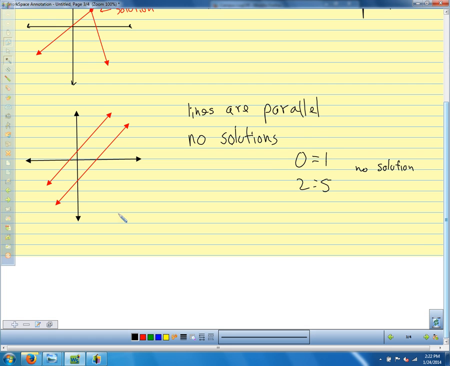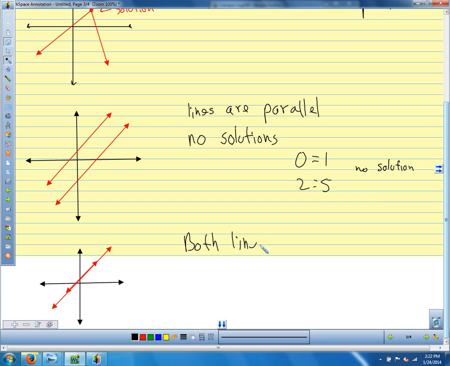And our third possibility, what would be our third possibility? They're the exact same line. So I'm going to draw that one like this and like this with the arrows. So we see there's two arrows, two lines there. Both lines are the same, so we really only have one line. How many solutions do we get here? An infinite number of solutions.